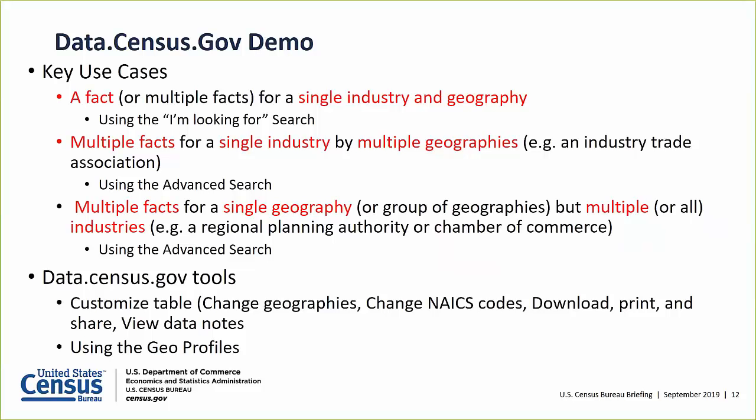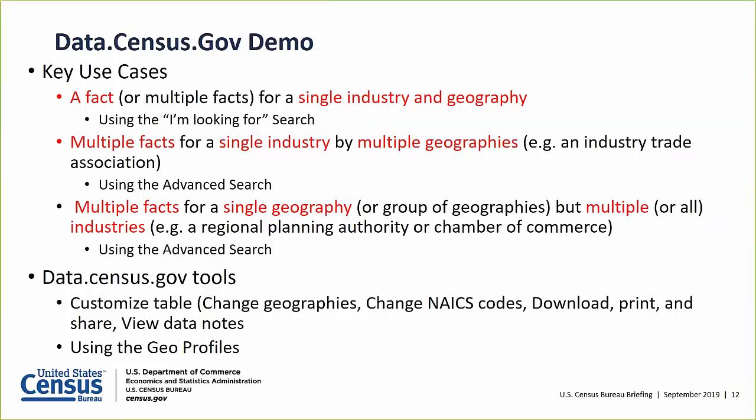So in the demo today, I'm going to follow 3 typical use cases that many of our business data users use. The first use case I'm going to walk through is a very common use case here at the Census Bureau, and that is someone who is interested in a fact or a couple of facts for a single type of business, a single industry, and a single geography. So for example, if I was interested in finding out the number of grocery stores in the United States, that would be the type of fact that we're going to be walking through today.